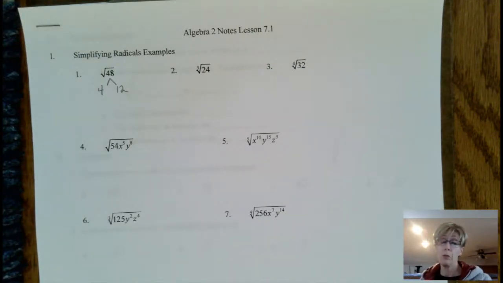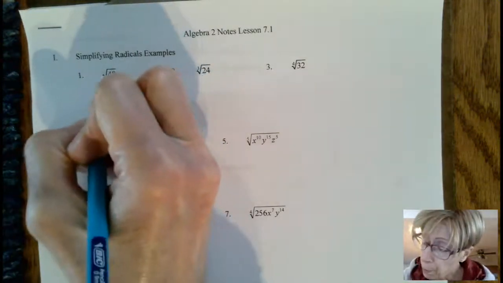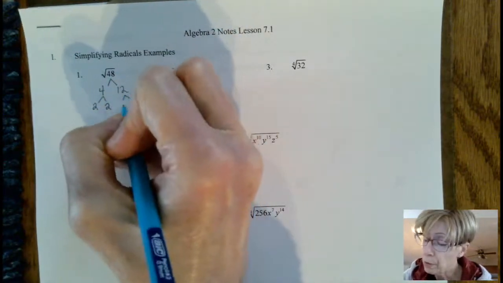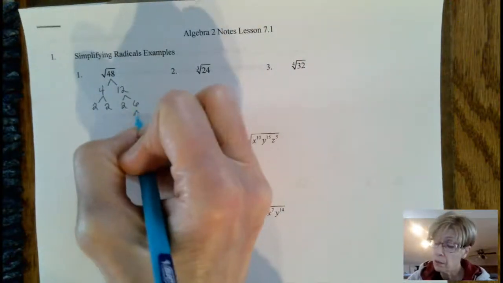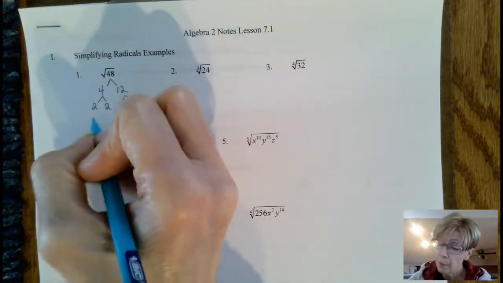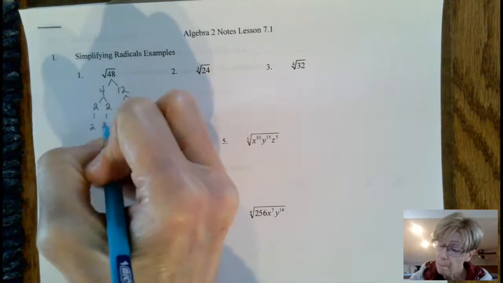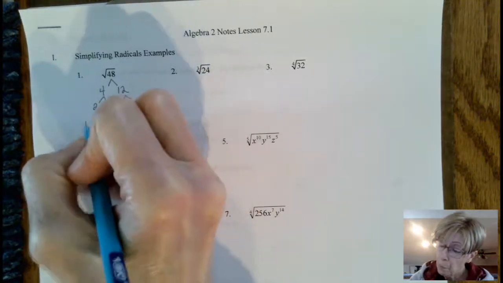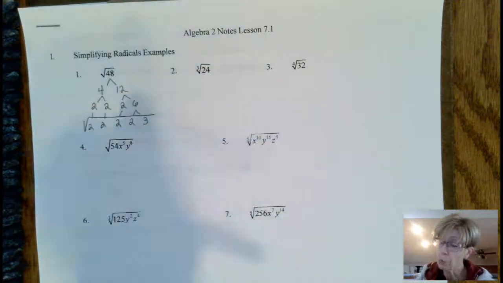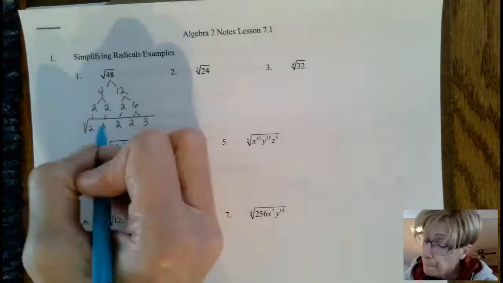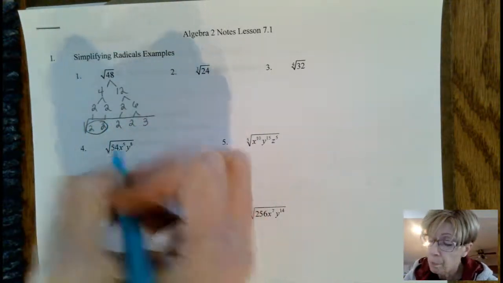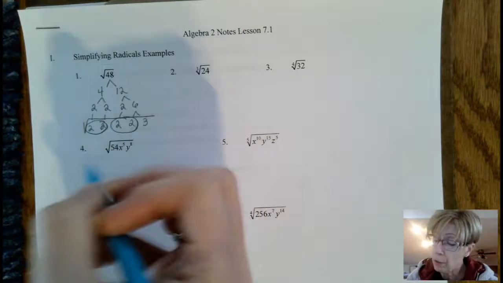It doesn't matter which two factors you pick, but they do have to end up to be 48 when you multiply them. 4 times 12. If we break down 4, it's 2 times 2. If we break down 12, it's 2 times 6, and then 6 is 2 times 3. And if we carry these down, because we're dealing with the square root, we're looking for 2 of the same value to take out 1.